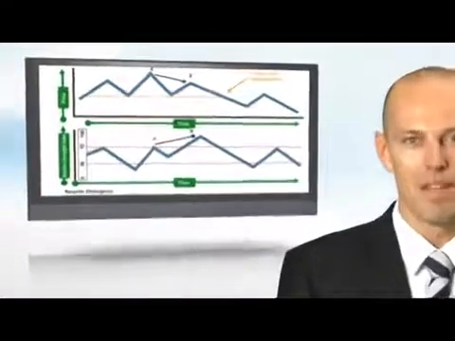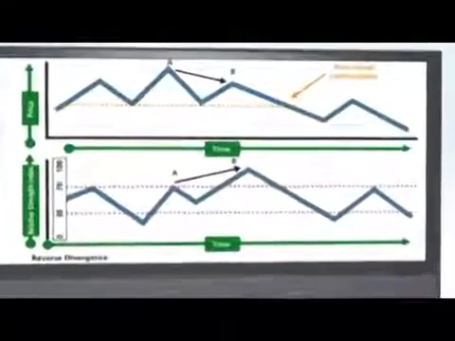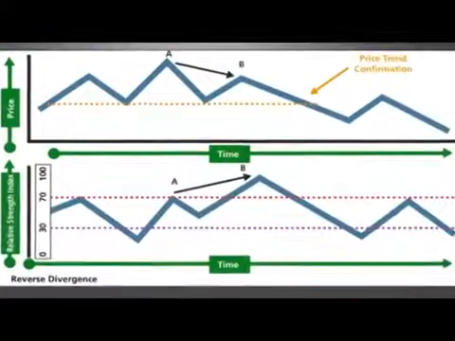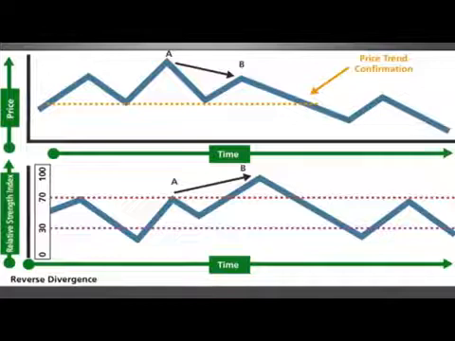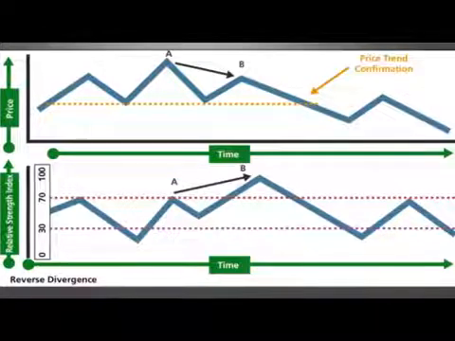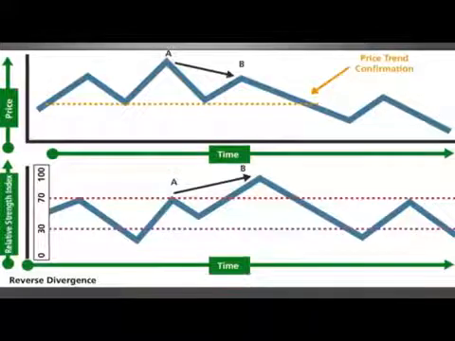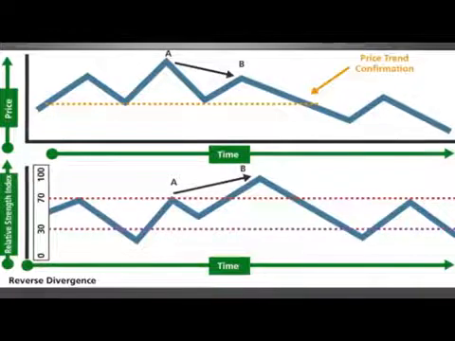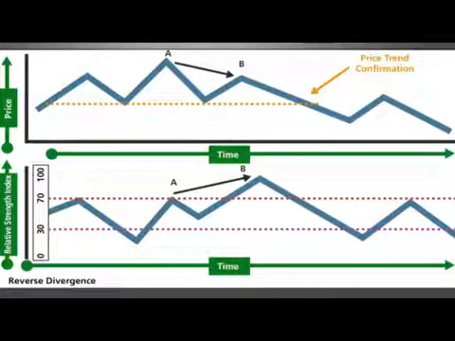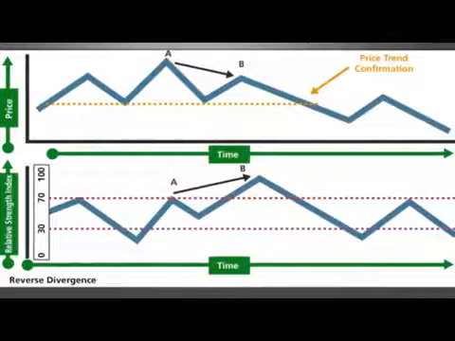On the chart on the screen, you can see an example of that. On the price side of the chart, you can see how the market is making a new high, which is signified by point A. And then it proceeds to make a lower high, which I've signified by point B. But at the same time, the RSI is making a high at point A and a higher high at point B. And that is a reverse divergence setup.